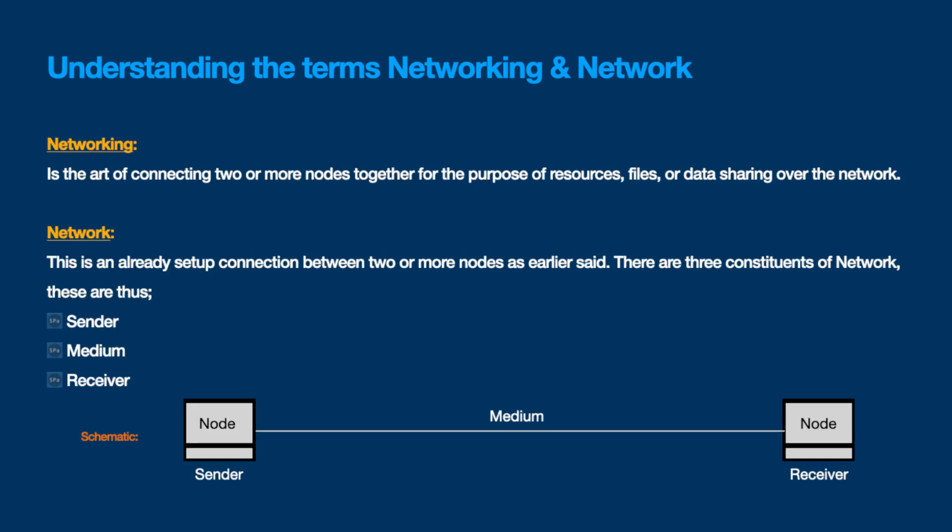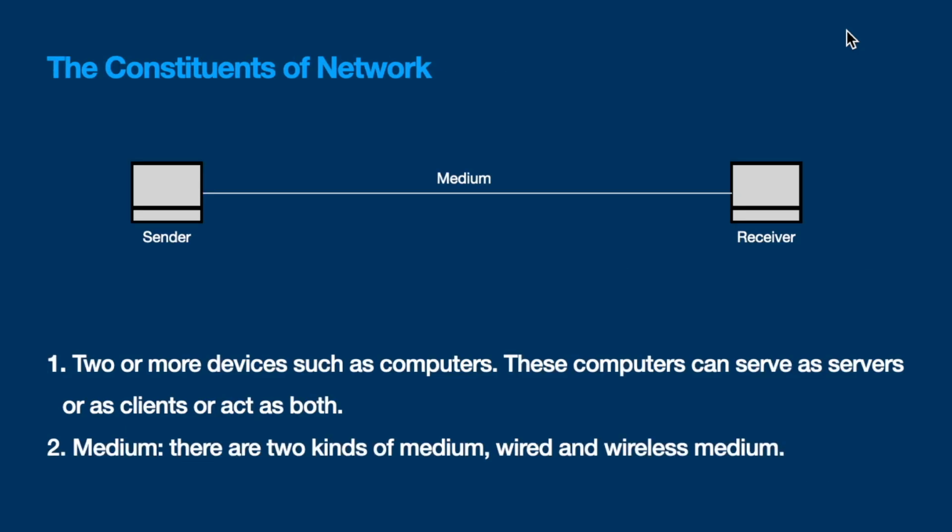Okay, all right. Now, from that place, I'm explaining the medium because we are going into the network so that we all understand the architecture of network. It will also enable us to apply this in our day-to-day activities. Going forward, we are explaining the network, the medium, and the receiver. So let's look at the sender and the receiver, which are the computer devices. Two or more devices such as computers. These computers can serve as servers or as clients, or they can equally act as both.